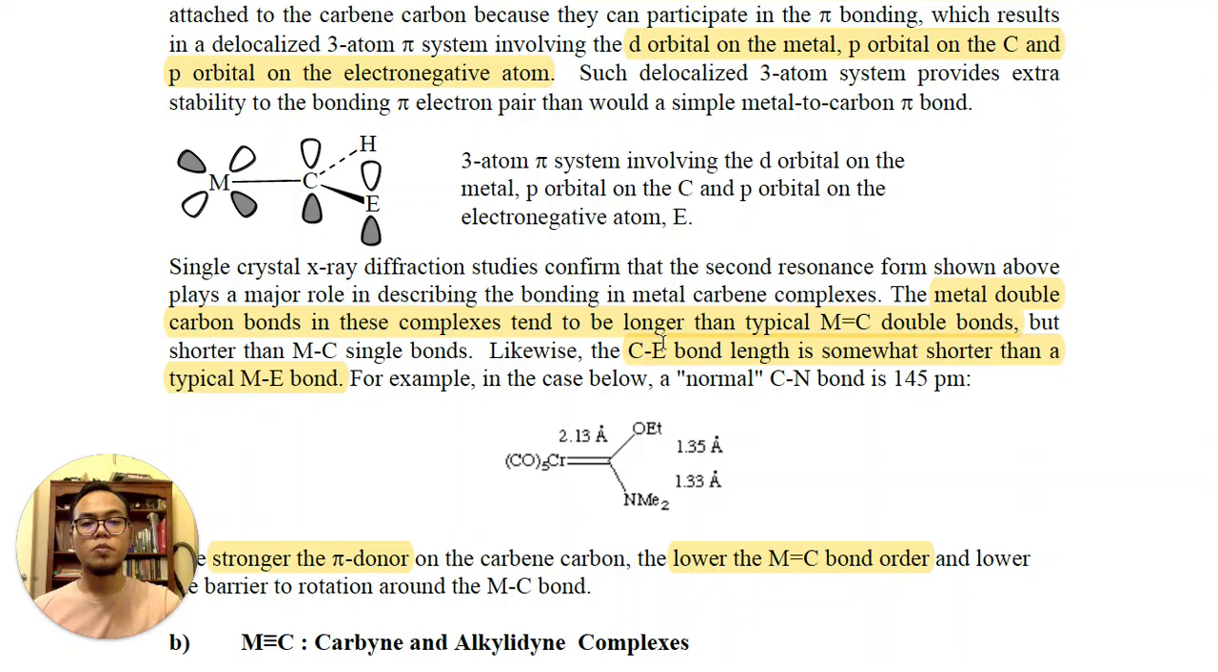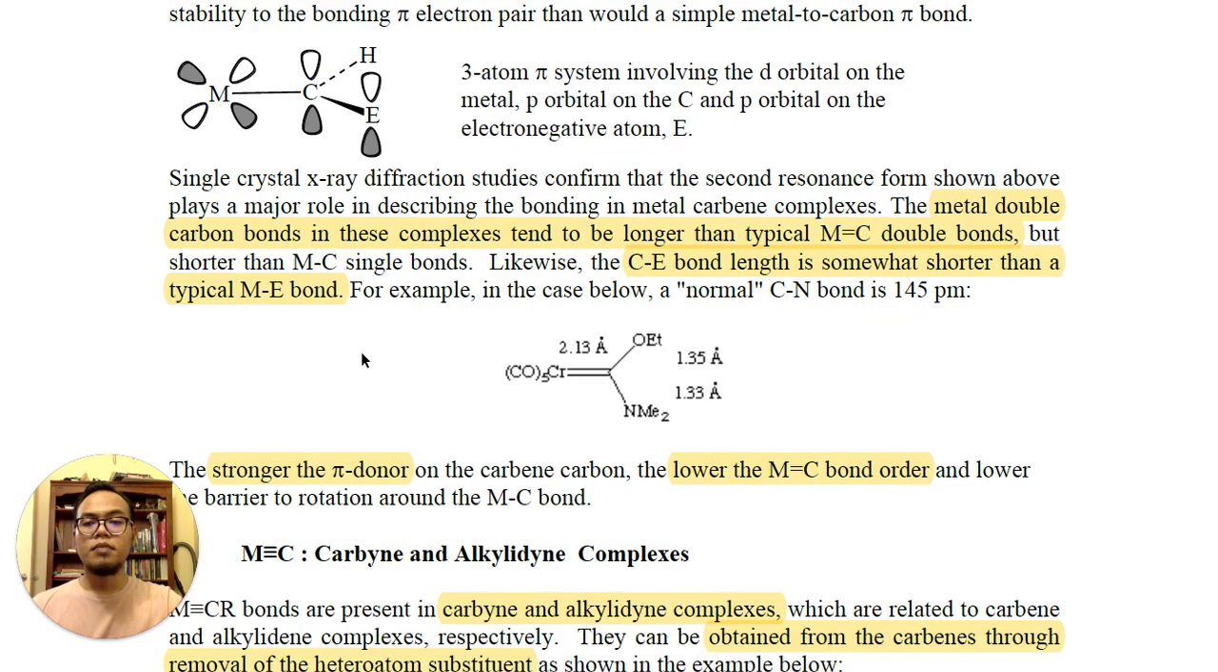The metal double bonds in these complexes tend to be longer than the typical M=C double bonds. You can compare any M=C with this M=C, and you will see that this type of carbene will have a longer bond than the normal one, but it will be shorter than the single bond. Definitely, because if we rank the length of the bond from single, double, and triple, the triple bond will have the shortest bond, and the single bond will have the longest bond.